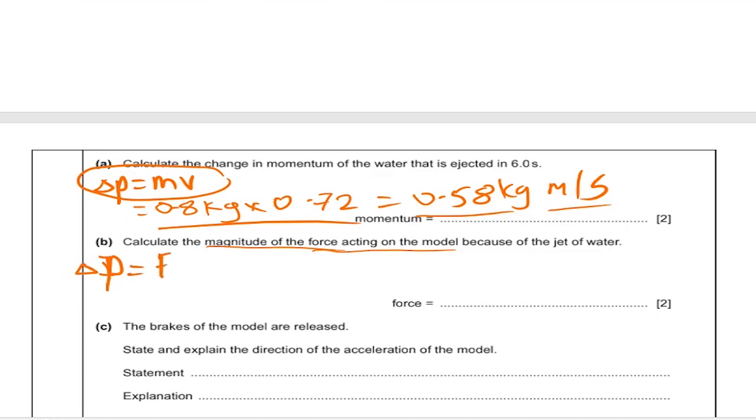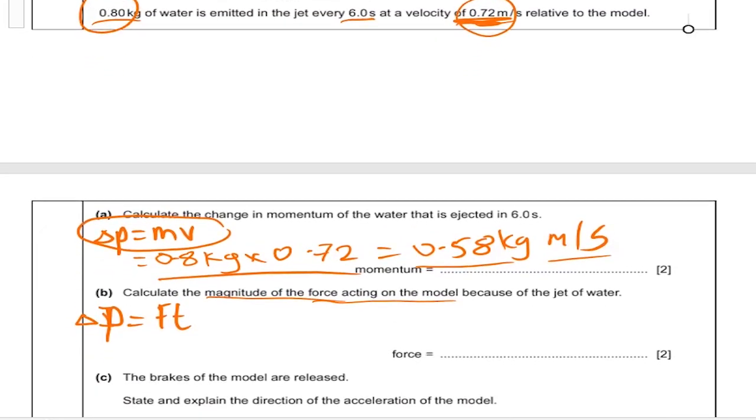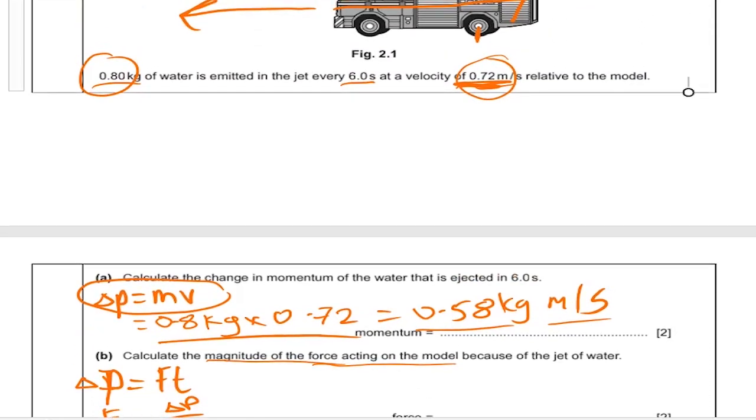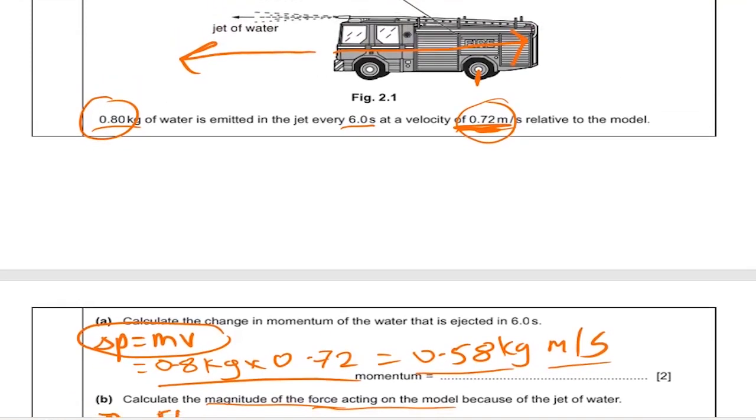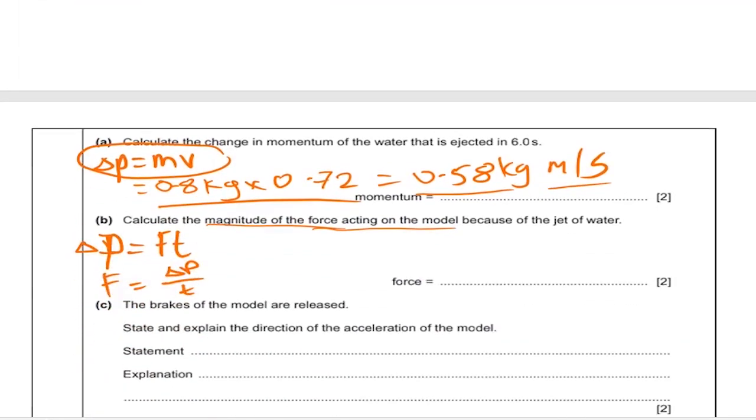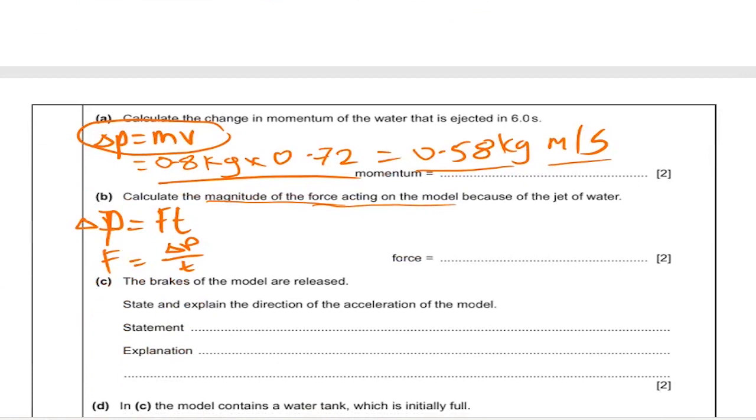And an impulse can be calculated as a force acting for an amount of time. So in this case, we are looking for the size of the force. So what we're going to do is rearrange this so that force is equal to the change in momentum divided by the time taken. Now we know that the change in momentum is 0.58 kilograms meters per second, so we've just calculated that, and we know that the time that it takes is 6 seconds, so we've got 0.58 divided by 6, and we know it's a force, so it's going to be newtons, so our final answer is going to be 0.096 newtons for the size of the force.